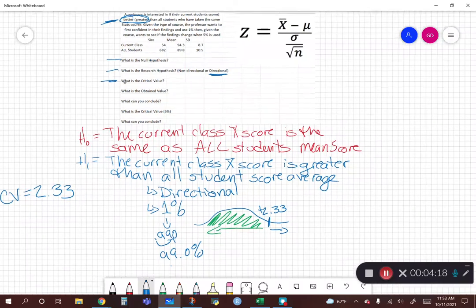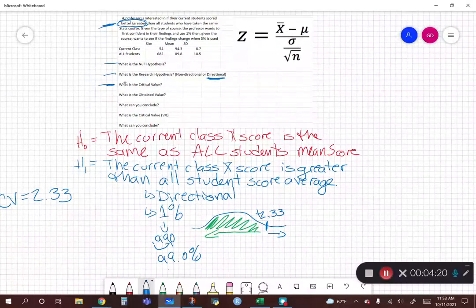I'm just going to move this over a little bit so I have a bit more room on the side and calculate our Z. So again, we're solving for our Z here. So in the numerator, we have the mean of our sample of 94.3 minus our population mean of 89.